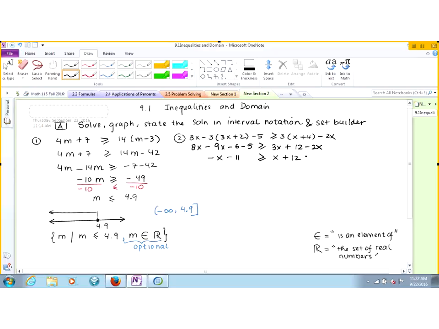Now, do you want your x to be on the left or on the right? Left, okay. So I need this other x. So what happens? Move it, and then it becomes negative. Now this negative 11 should be on the right. So when we move it, it becomes positive.